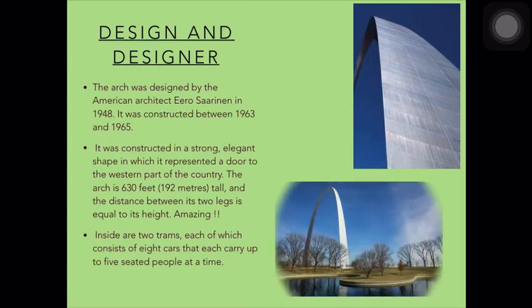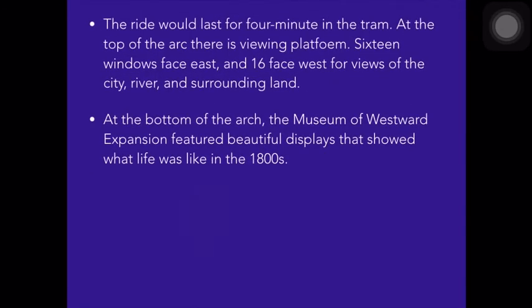The arc was 630 feet, or 192 meters, which was very tall, and the distance between its two legs is equal to the height. That's really amazing to be done from the architect. Also inside are two trams, and each tram consists of 8 cars that each carry up to 5 seated people at a time. So the ride in the tram would actually last for around 4 minutes, and at the top of the arc there was a viewing platform where people can see all of the US in a really amazing high view.